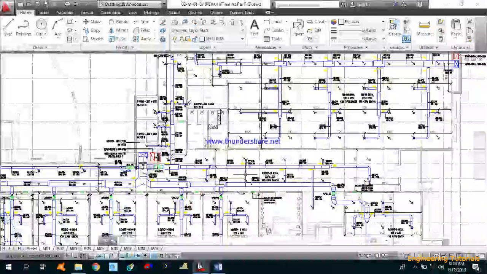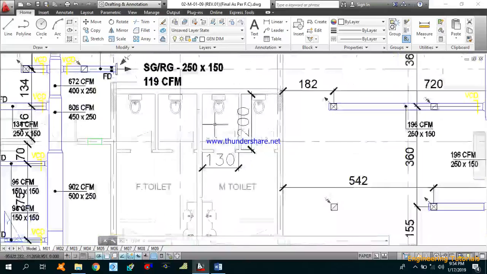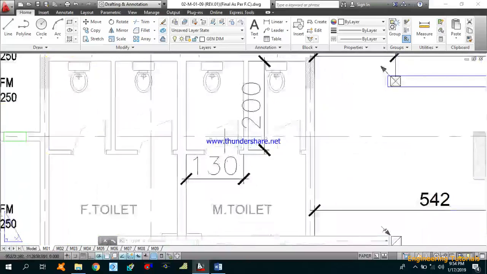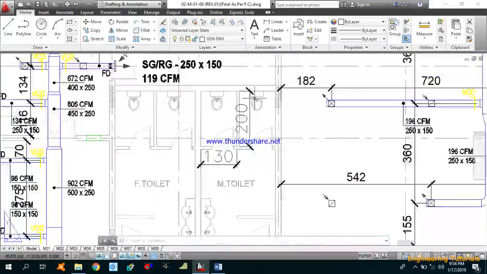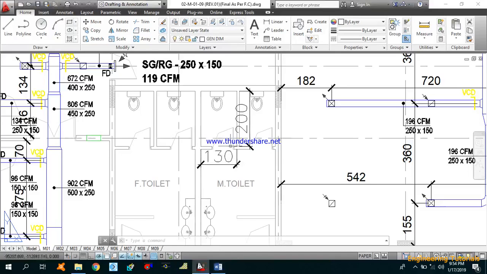So I will tell you guys about exhaust CFM calculation. I have a drawing in which I will show you one of the toilets. As you can see, this toilet's length is 200 centimeter and width is about 130 centimeter, so it's 2 meter by 1.3 meter. This is the area of this toilet. For exhaust CFM calculation, we know that the area of this toilet is 2 into 1.3.